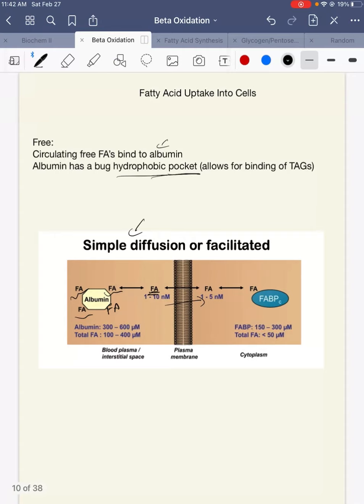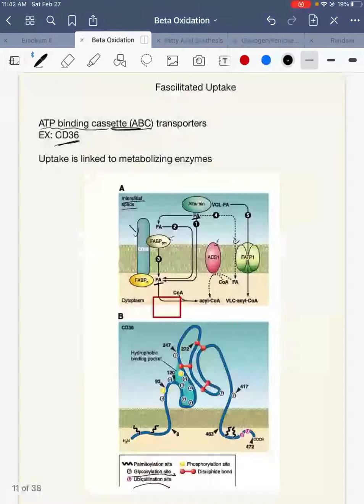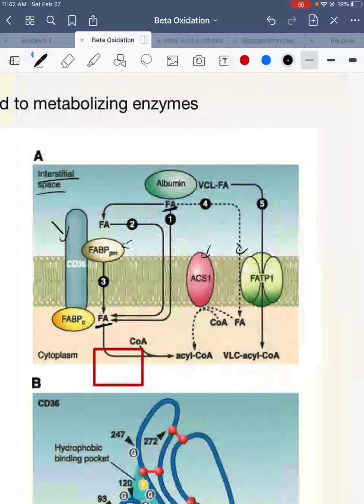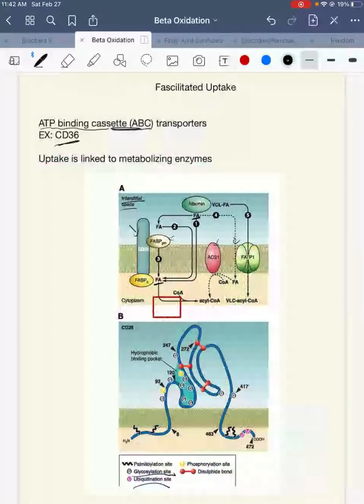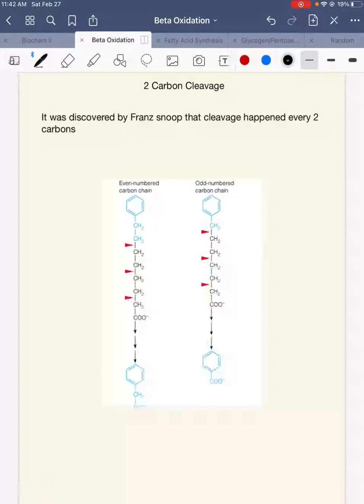That scientists are still working on. Okay, and then these are other proteins that might use it. CD36 is just one example that I mentioned. Okay, so once we're inside the cell, we're ready to start cleaving the fatty acid.